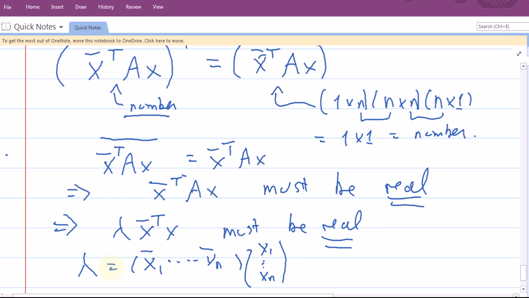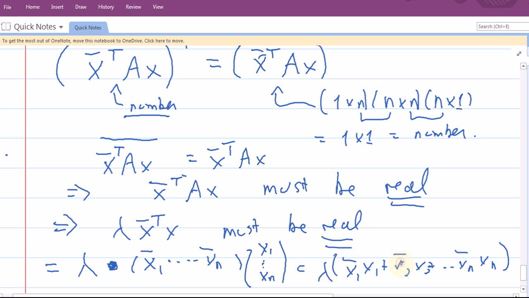So this shouldn't be lambda equals, it's lambda times this. So it's equal to lambda times x1 conjugate x1 plus x2 conjugate x2 plus up to xn conjugate xn. This is the result of what you get when you do this matrix multiplication. Right? You're doing a sum of products. The first product is x1 conjugate x1. The next one is x2 conjugate x2, and so on.